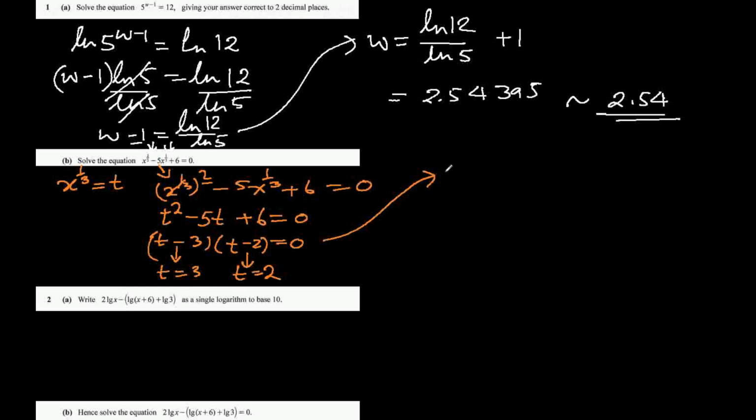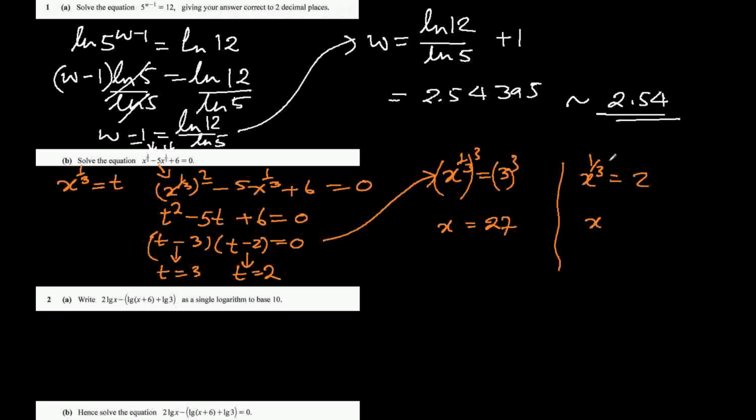So first, x to the power 1/3, which was t, is equal to 3. And x to the power 1/3 is equal to 2. Now to get rid of this 1/3, cube both sides. We get x equals 27 in this case and x equals 8 in this case by cubing both sides. These are the two solutions.